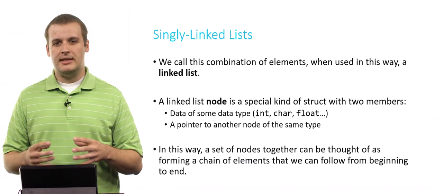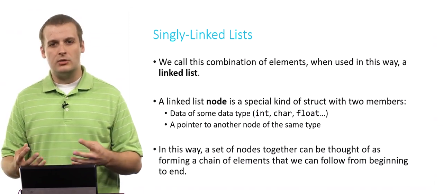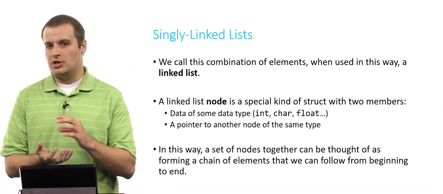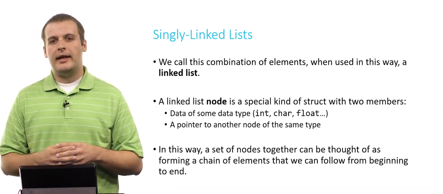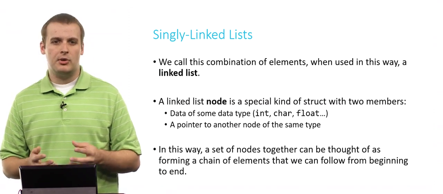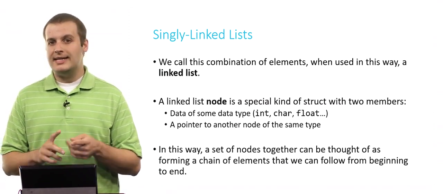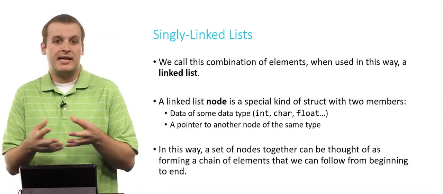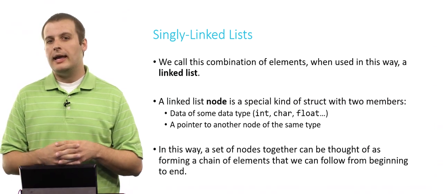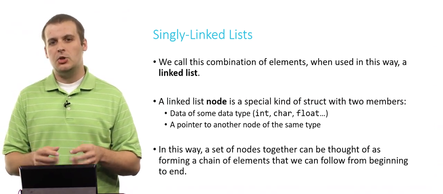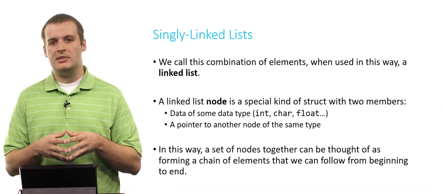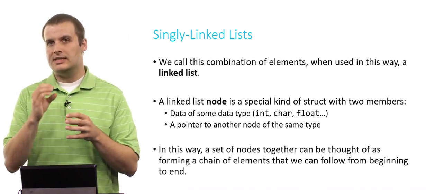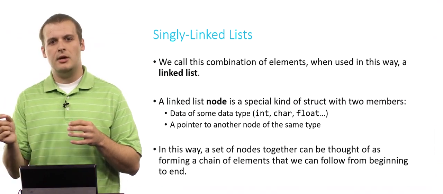But a singly linked list is comprised of nodes. Node just being an abstract term. It's just something I'm calling a kind of structure, basically. I'm just going to call it a node. And this node has two members, or two fields. It has data, usually an integer, a character, a float, or it could be some other data type that you've defined with a typedef. And it contains a pointer to another node of the same type. So we have two things inside of this node, data and a pointer to another node.